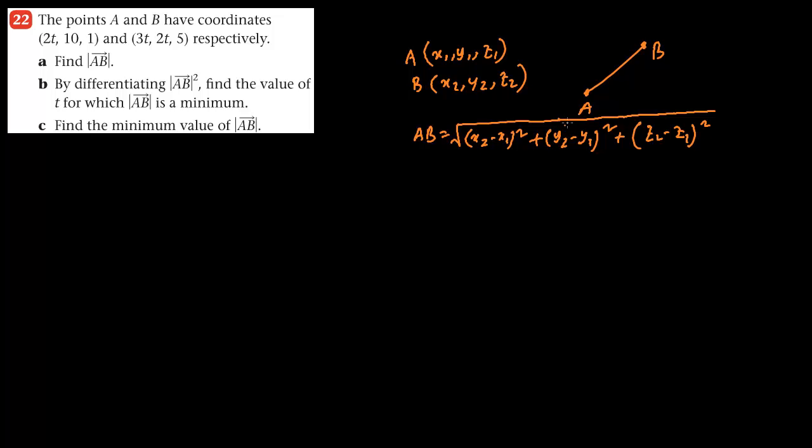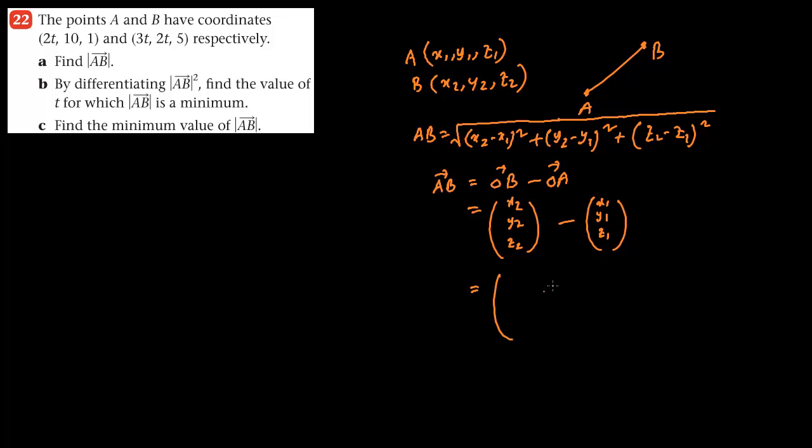Now when you find vectors, in case of a vector, it would be the vector AB, OB minus OA, and OB is, if I write in the column vector format, the x coordinate would be here, x2, y2, z2, minus the position vector of A, which would be x1, y1, z1.